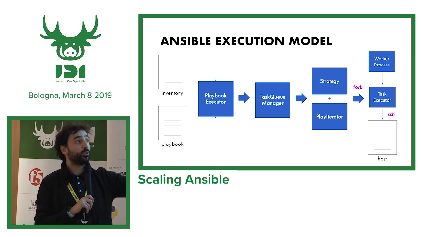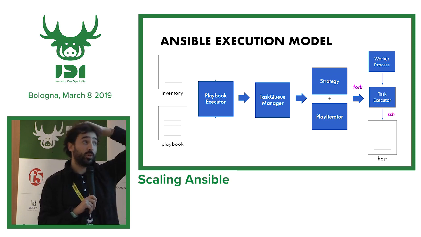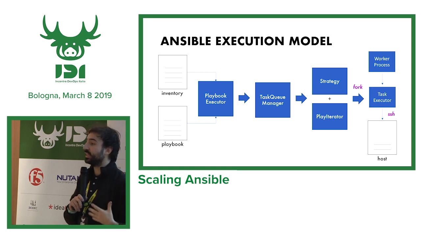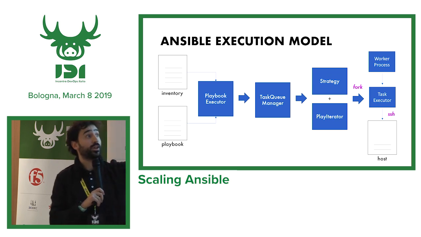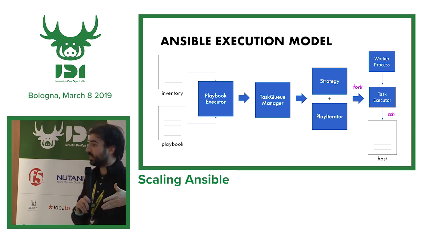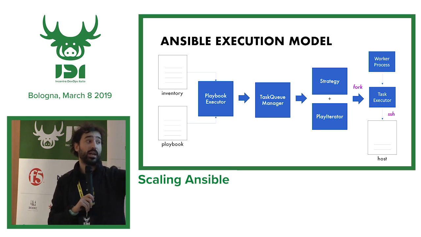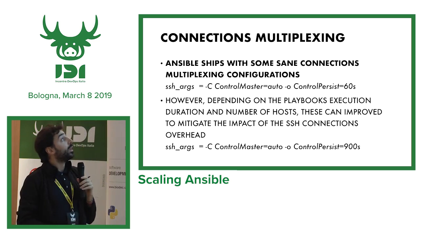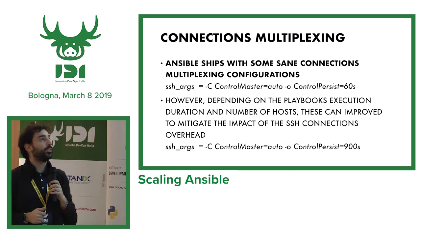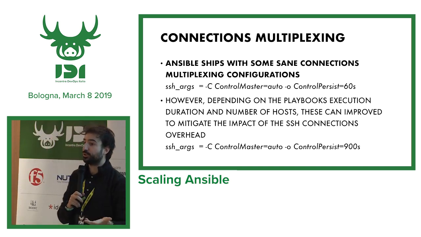The strategy and the play iterator together control the worker processes that are on the right. For the worker processes, there is a configuration parameter, the fork, which sets the level of concurrency of the worker processes. Then there is the task executor, which executes the module against the infrastructure, very quickly. And the SSH is between the task executor and the host. By default, Ansible ships with some sane defaults for SSH, because it uses ControlMaster and ControlPersist. So you use SSH connection multiplexing.